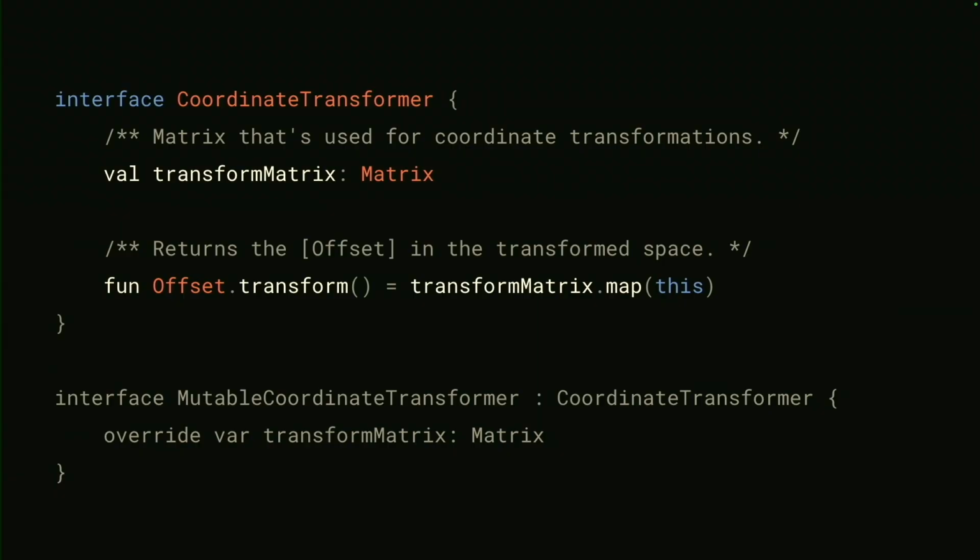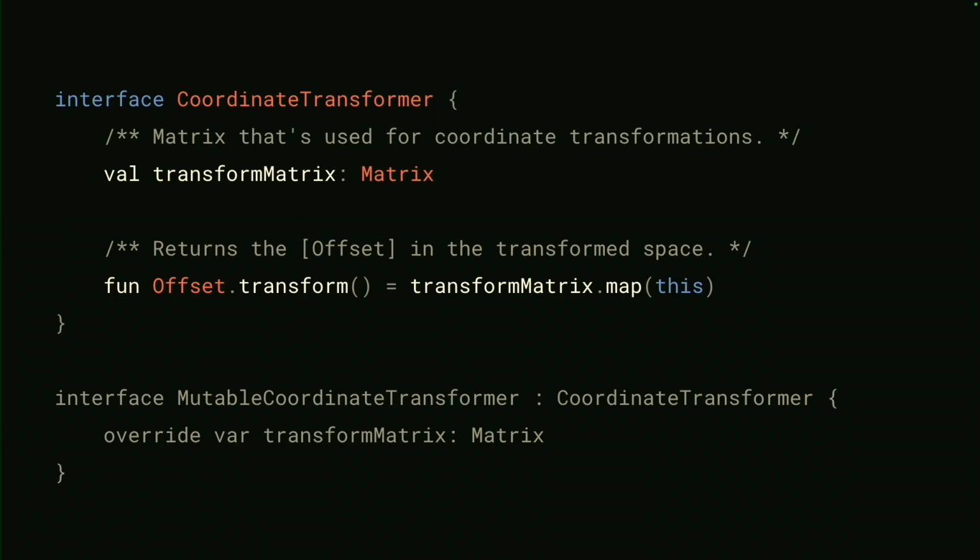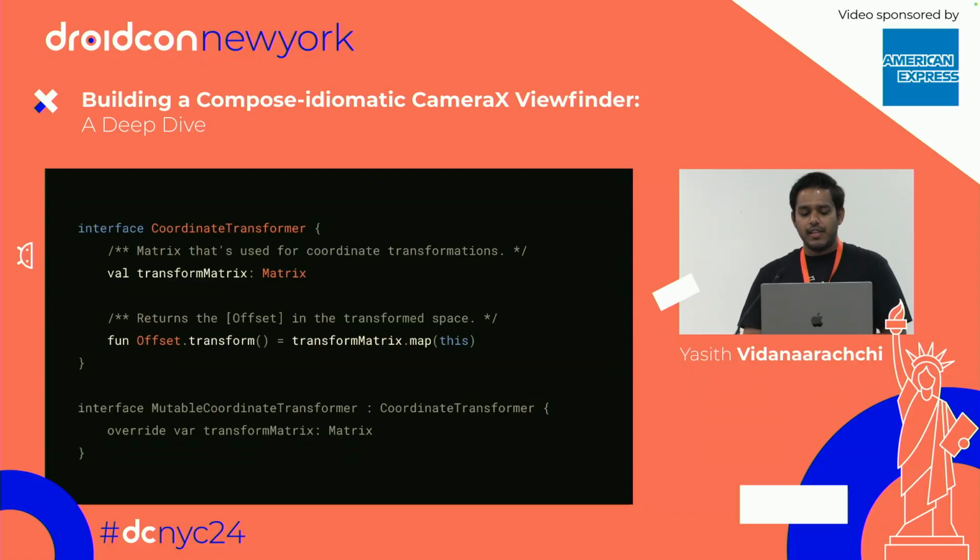We define our coordinate transform here. It mainly has one thing, a matrix to use for the coordinate transformation, and we also have an extension function on offset. For those who are not familiar with Compose's pointer input system, they use offsets to give coordinates for taps or gestures. We also have a mutable coordinate transformer, which just makes the transform matrix mutable. And to go back, the extension function on offset is important because by keeping this flexible and offering an additive on top of the offset, we can keep using the existing Compose gesture system like you would normally when we are using our viewfinder.